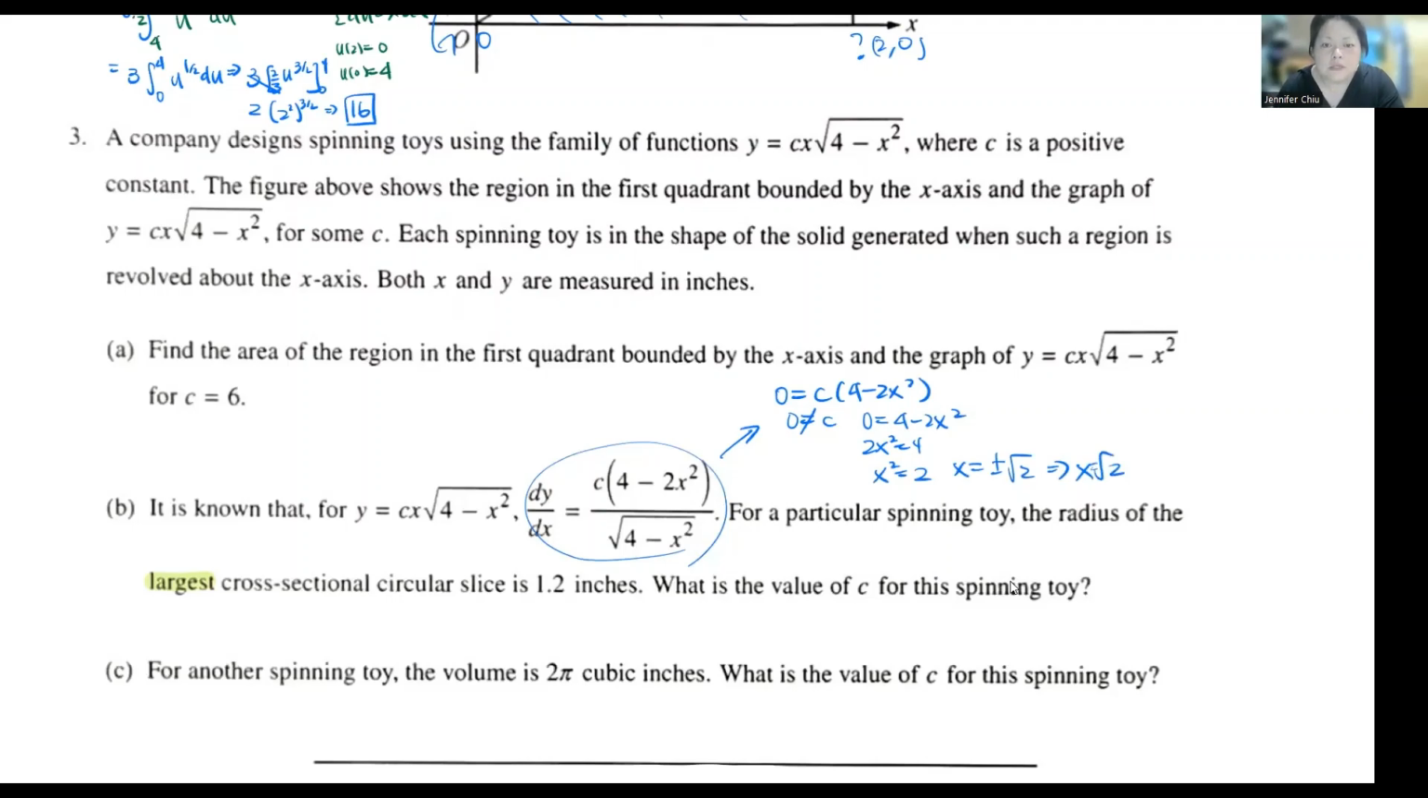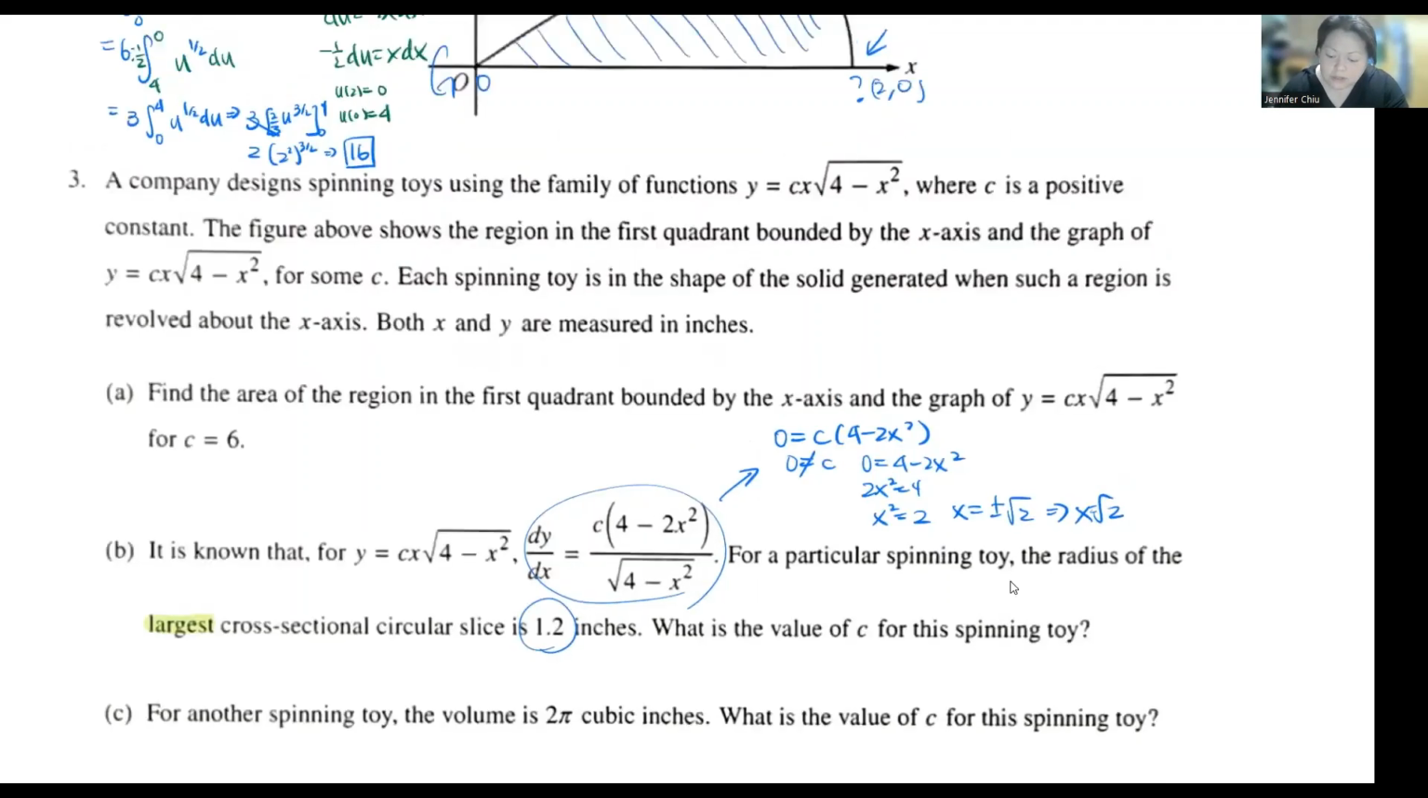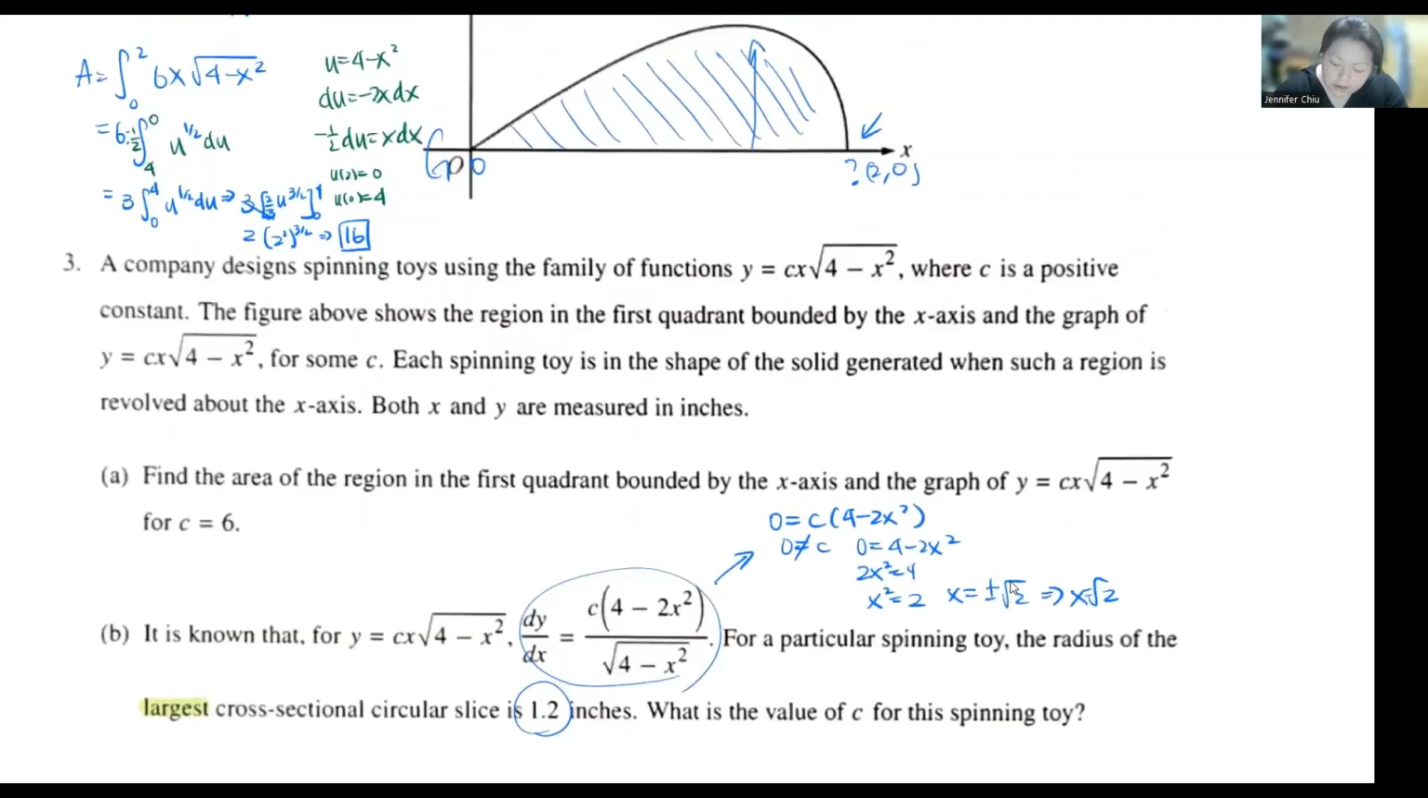So what you want to do now is plug back into your function here. So we have root 2 right here. So we're trying to find my equation here. All right. So the radius of the largest cross-sectional slice is 1.2 inches. So the radius, that's your y value, right? So your y value is going to be 1.2 inches. Think about it, your radius is going out this way, so that's your y value. So the biggest radius is 1.2.